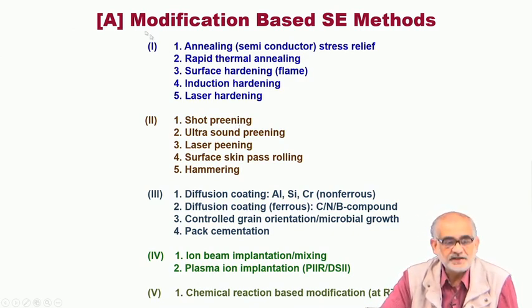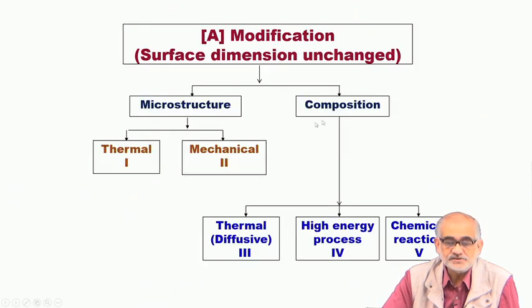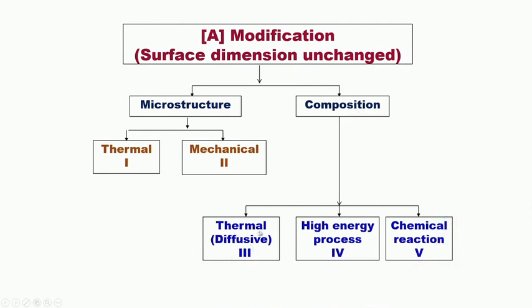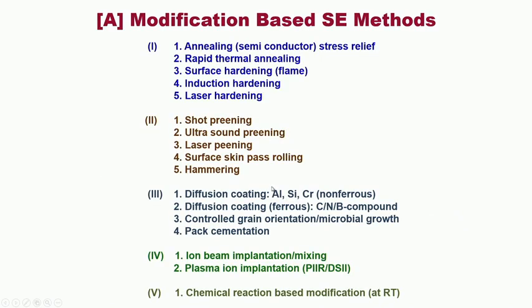So, under approach A, using the techniques under 1 and 2, we are only changing the microstructure and not the composition. On the other hand, we can also move on to another possibility, where we do not change the dimension of the surface, but we change the composition. That can be through a thermally activated process, through high energy processes, or taking recourse to some chemical reaction which is confined only to the surface region.